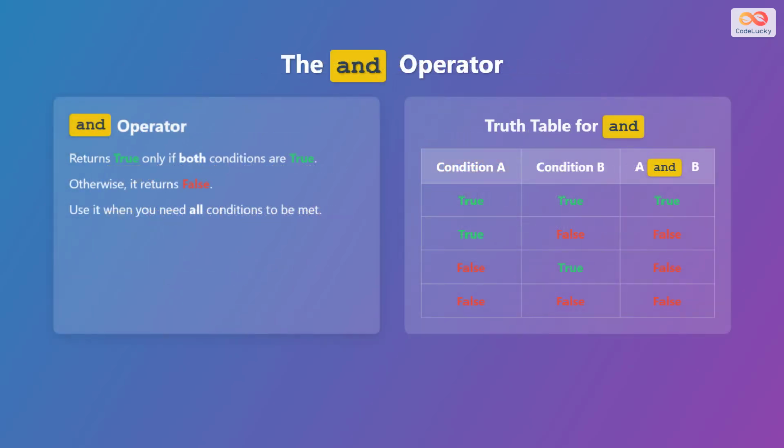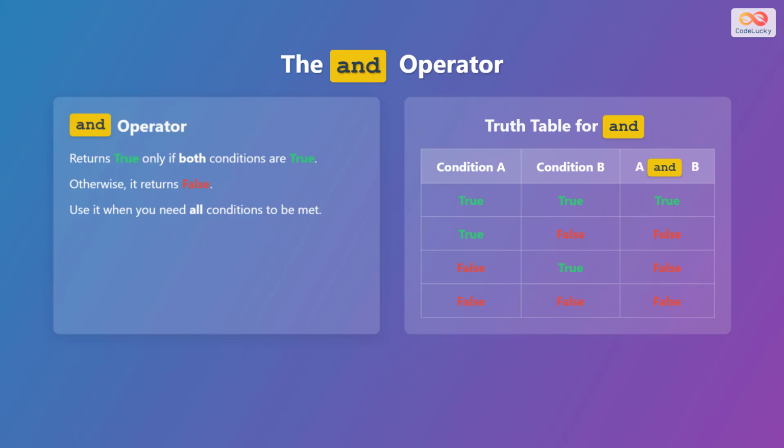Let's take a closer look at the AND operator. The AND operator returns true only if both conditions being checked are true. If even one condition is false, the AND operator will return false. This operator is used when you need all conditions to be true for an action to be taken.